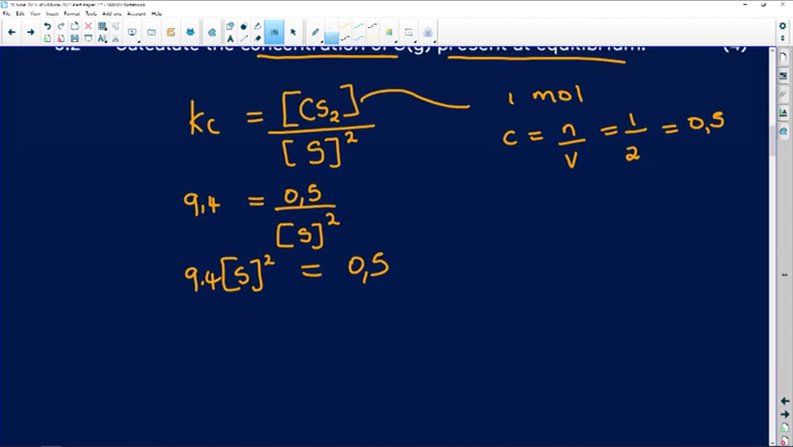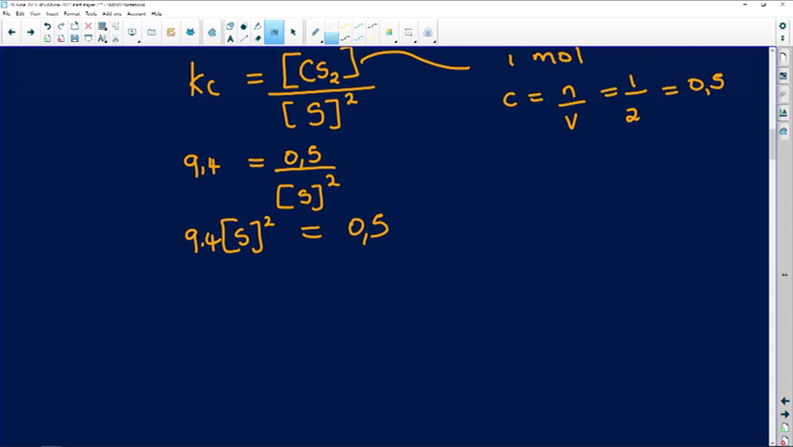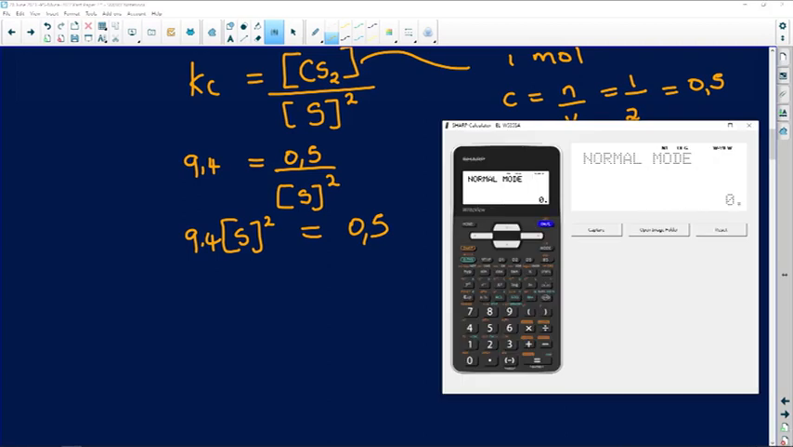This is the same as 9,4 times the concentration of sulfur, which is squared, don't forget that, equal to 0,5. We go to our calculator now. We divide both sides by 9,4. So we have 0,5 divided by 9,4. What do we then get here? We have 0,053.